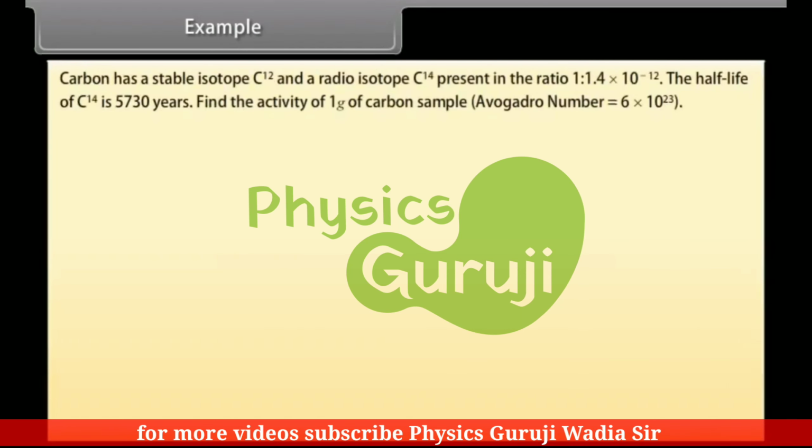Example: carbon has a stable isotope carbon-12 and a radioisotope carbon-14 present in the ratio 1 : 1.4 x 10 raised to the power minus 12. The half-life of carbon-14 is 5,730 years. Find the activity of 1 gram of carbon sample. Avogadro's number is equal to 6 x 10 raised to the power 23.